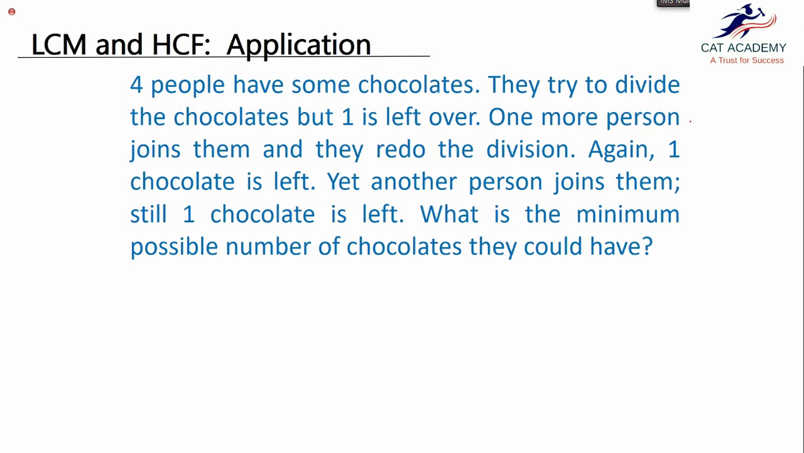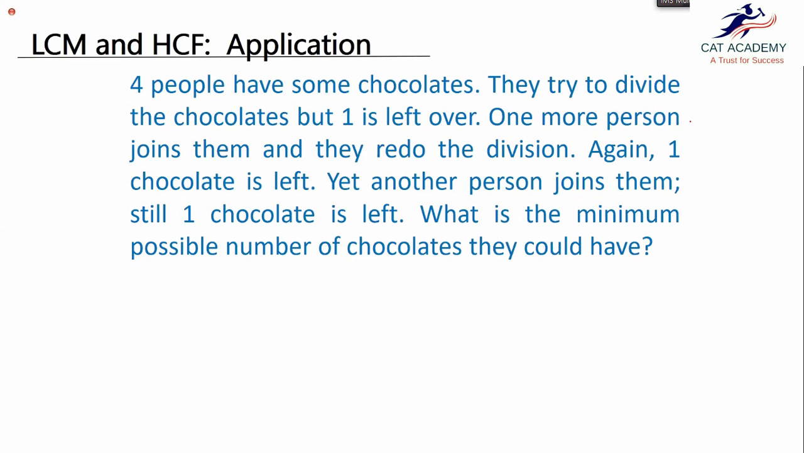Let's think logically about this question. There were 4 persons. They tried to distribute the chocolates. One chocolate was left over. Then another person joined them. 5 people. They tried to distribute. Still one left over. Another joined them. 6 people. They tried to distribute. Still one left over. So let's say I am an outside observer to this group. What I observe is every time there is this one chocolate which is creating a problem, let me take away that one chocolate from them. Then they would be able to distribute it very evenly.